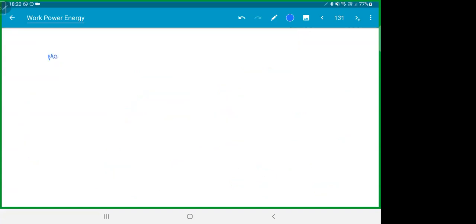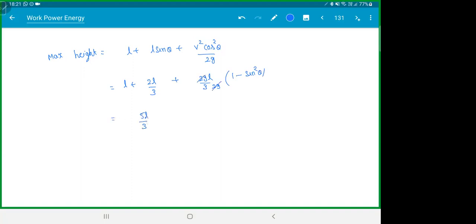And then maximum height will be L plus L sin theta plus u square cos square theta by 2g. So this is L sin theta, that is 2L by 3. v square is 2gL by 3. 2g cos theta is 1 minus sin square theta. 2g cancels off. This guy would be 5L by 3 plus L by 3 and 1 minus sin square theta is 4 by 9. That is 5 by 27. We end up with 50L by 27.